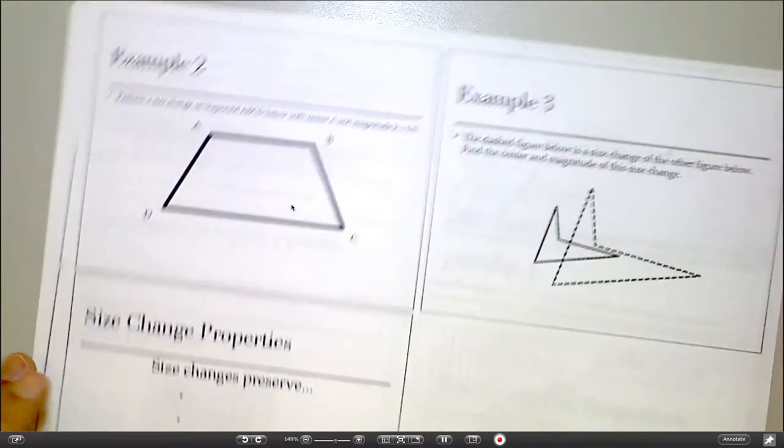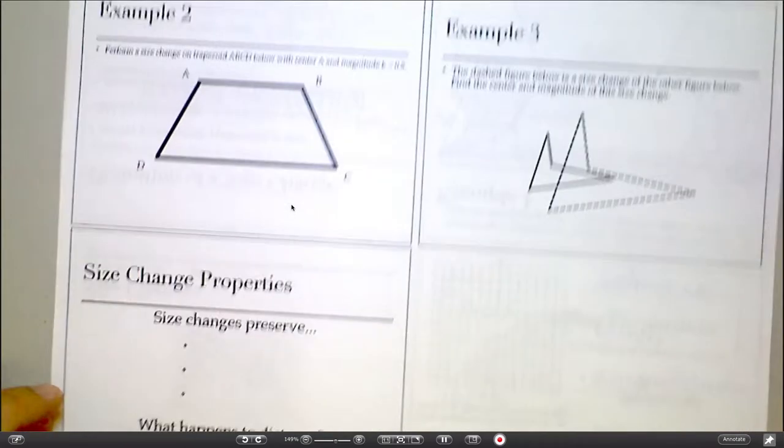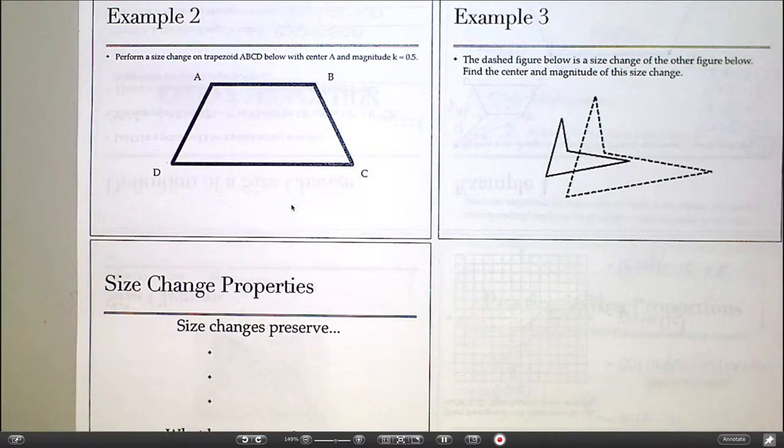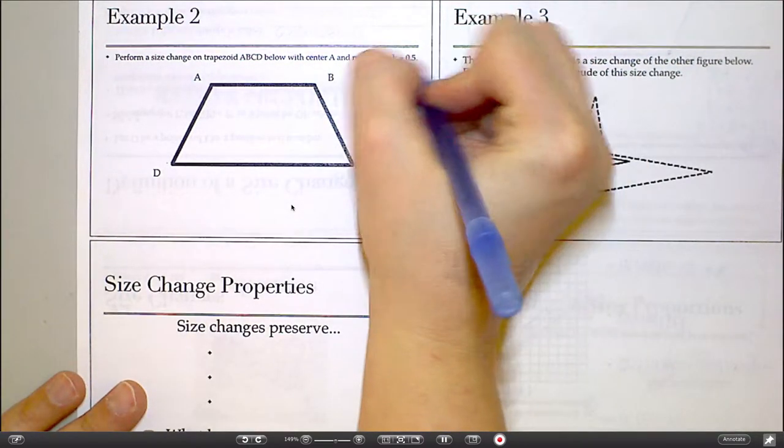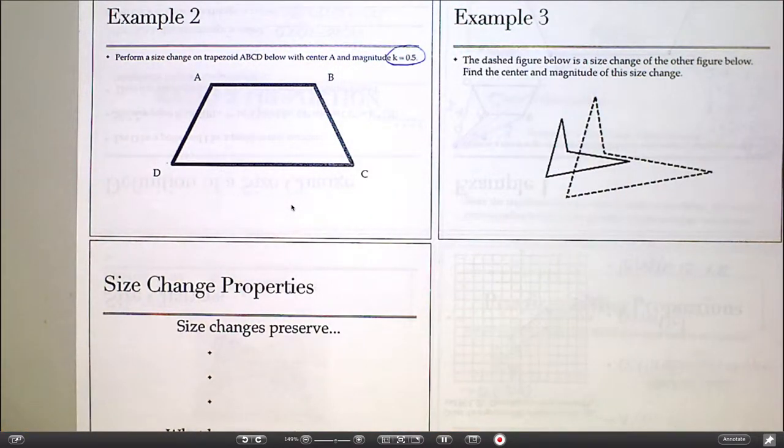Example 2 is sort of similar. I might go a little bit faster just because I think you get it. But the difference with this one is, first of all, look at that magnitude. Magnitude is 0.5. So what's going to happen? It's going to get smaller, right?